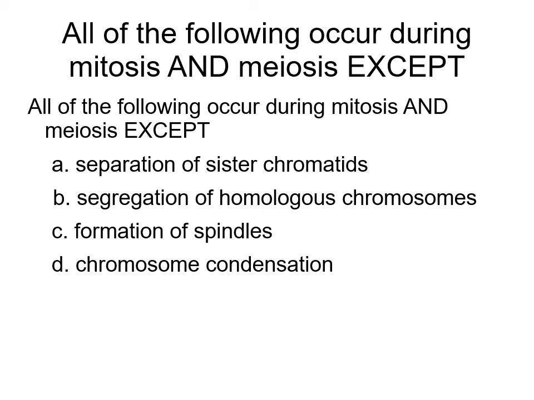All the following occur during meiosis and mitosis except: separation of sister chromatids, segregation of homologous chromosomes, formation of spindles, chromosome condensation. B. Homologous chromosomes segregate during meiosis, not in mitosis.